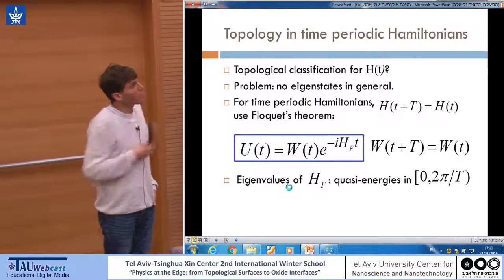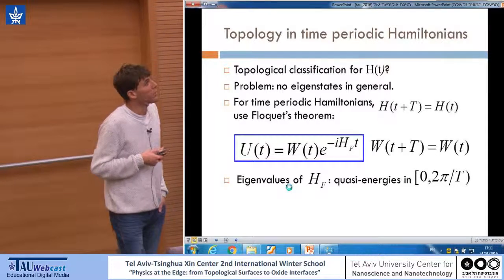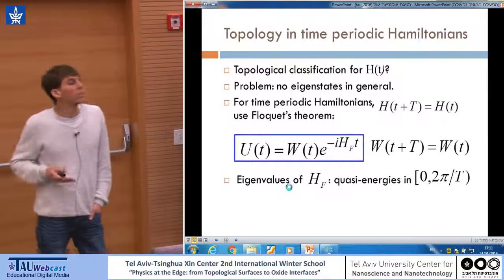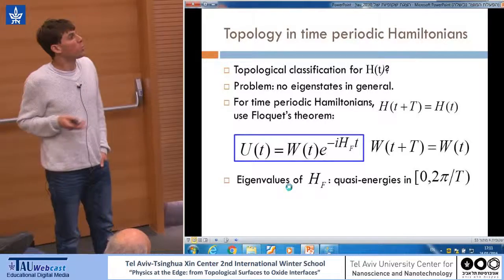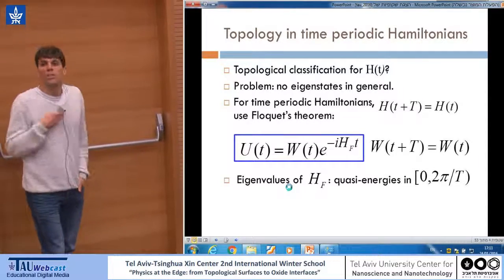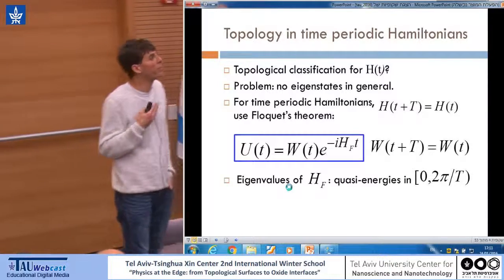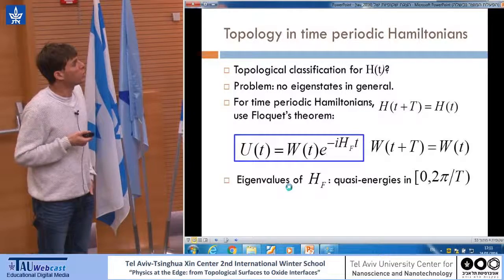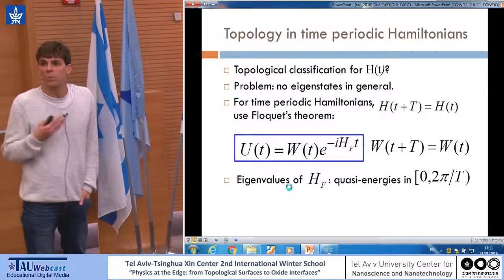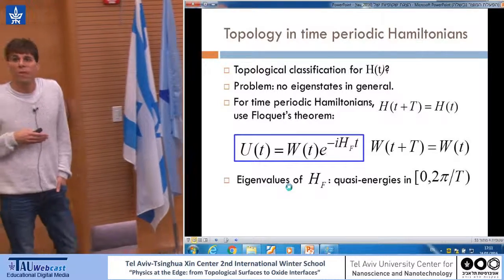So in terms of studying topology in time periodic Hamiltonians, we could ask what their topological classification is. The problem with that general question is that in general, we don't have any eigenstates for general time dependence to use for these classifications. But for periodically driven systems, as Asa already explained, we could use Floquet theory.